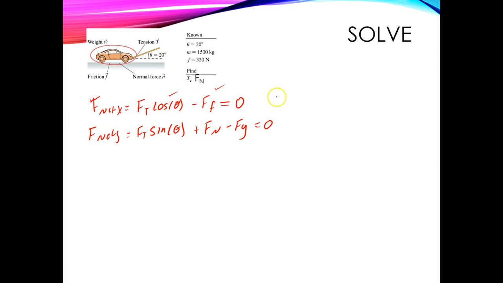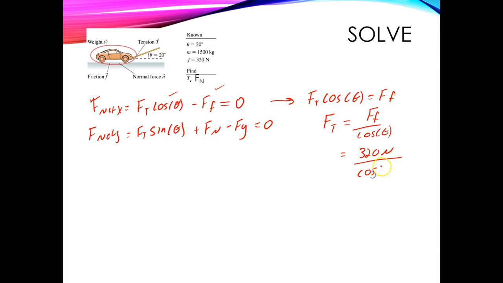So here, if I rearrange my F net x equation, I can see that Ft cosine of theta is going to be equal to my frictional force, or that force of tension is going to be equal to my frictional force divided by the cosine of theta. You can go ahead and plug that in. We have 320 newtons as our frictional force divided by the cosine of 20 degrees, which is going to give us what our tension force is. I'll let you plug that into your calculator because I don't have mine with me right now. So we already know what my tension force is.